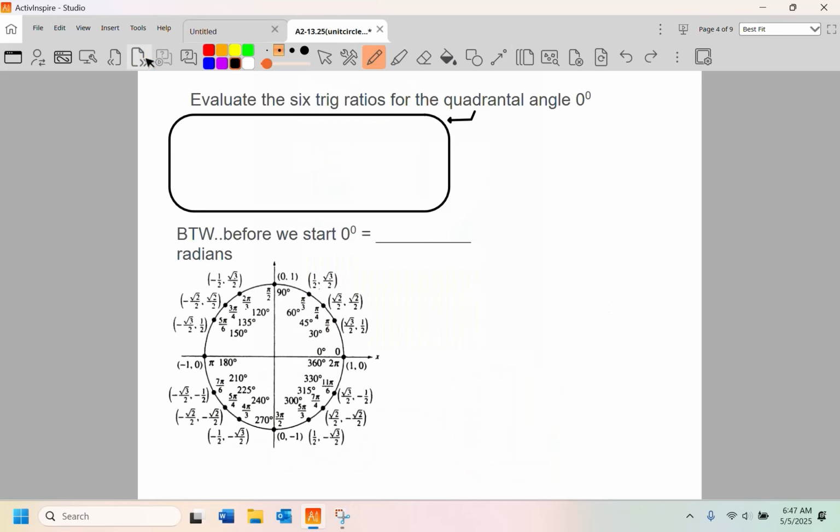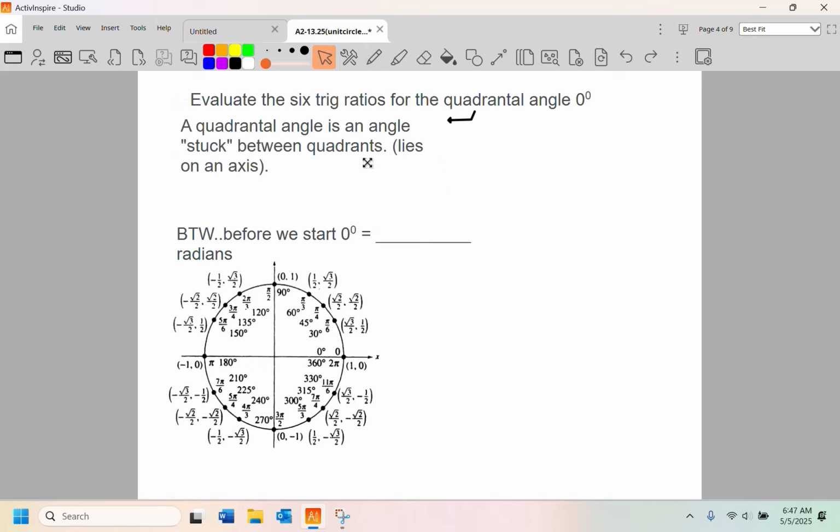Anyways, remember that one. All right, evaluate the 6 trig ratios for the quadrantal angle 0 degrees. So what's a quadrantal angle? It's an angle that's stuck between quadrants, i.e. it lies on an axis. So it's either going to be on the x-axis or the y-axis. Now, by the way, before we start, 0 degrees is 0 pi rads. These notes are for an older group that have not memorized the unit circle yet, so you guys should be good on that. So we're supposed to find everything about the 6 trig ratios for the quadrantal angle of 0 degrees, which is right here.